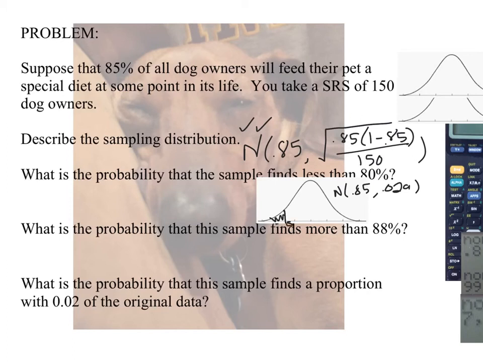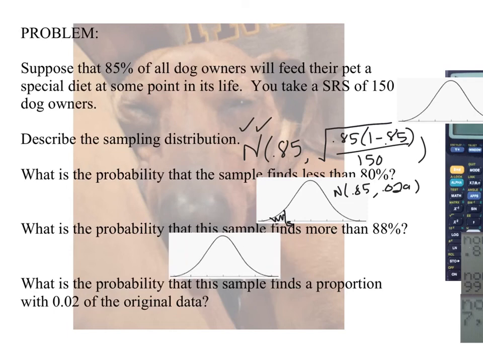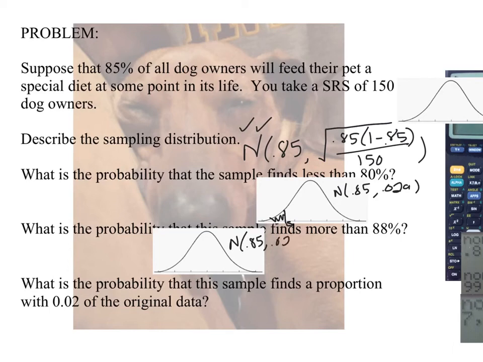The next question, I did calculate this, but let me do some writing and then I'll drag all the calculations out at once. The next one is more than 88. So here we again have the same normal, 0.85, 0.029. By the way, it is nice to, if you have the time, just keep writing the standard deviation so you don't round, but in the interest of time here, I'm going to just round.